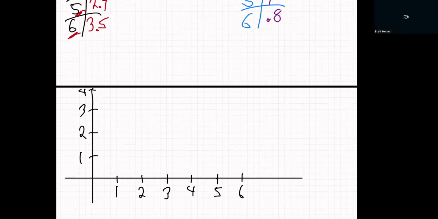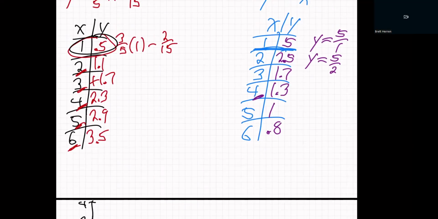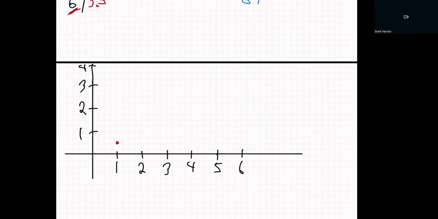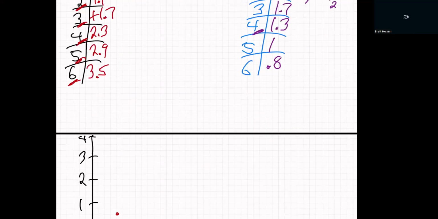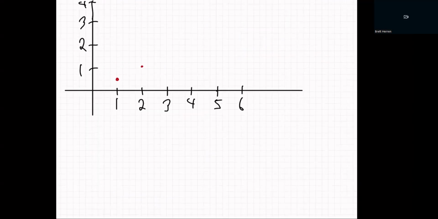Okay, so where are we going? Go back to it. So here we go. Over 1, up 0.5. There's a dot. Over 2, up 1.1, just a little bit higher.